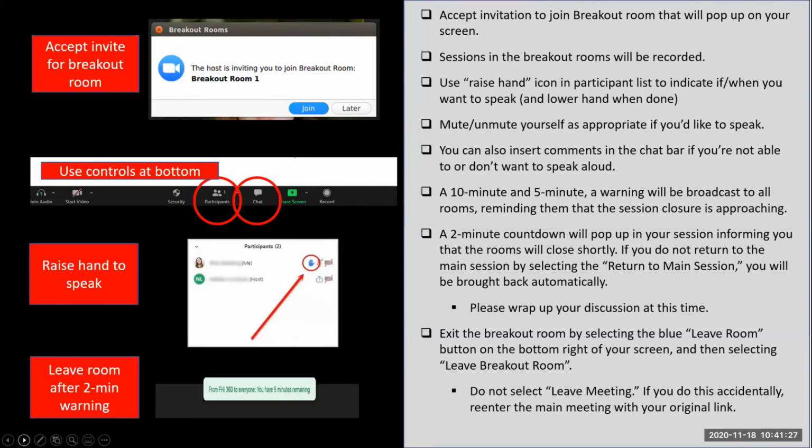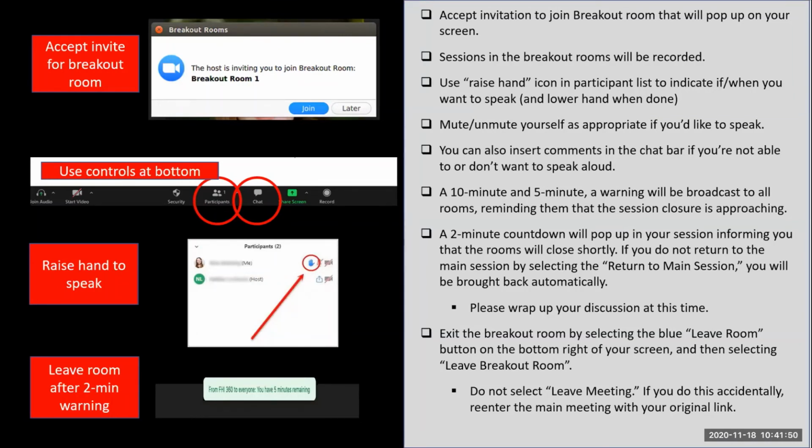Great. And so just for those of you who haven't used the Zoom breakout rooms, this may seem a little bit overwhelming. It's incredibly easy, I assure you. You may just pop into the breakout room in a second, or you may need to accept an invitation. So if there's a breakout room that says the host is inviting you to join, just go ahead and click on that. Just an FYI that the sessions in the breakout rooms will be recorded.